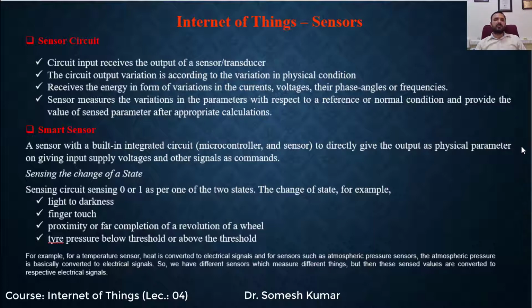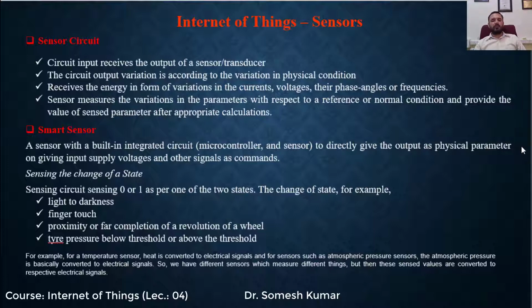For example, a change of light to dark. If it is light, then the state is 1. If it is dark, the state is 0. Other examples are finger touch, proximity or far, completion of a revolution of a wheel. If the revolution of a wheel is completed, then it gives the output in the form of on or off, 1 or 0, or the tire pressure. Fine. So these are some examples in which your smart sensors give the output in the form of 0 and 1.